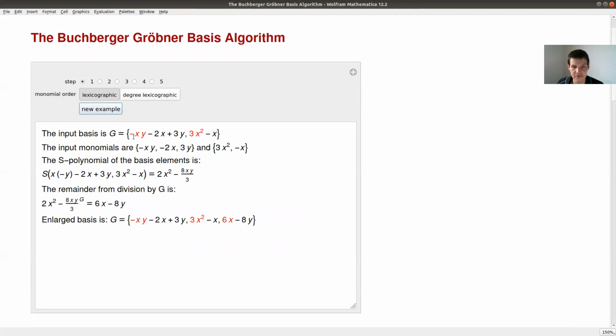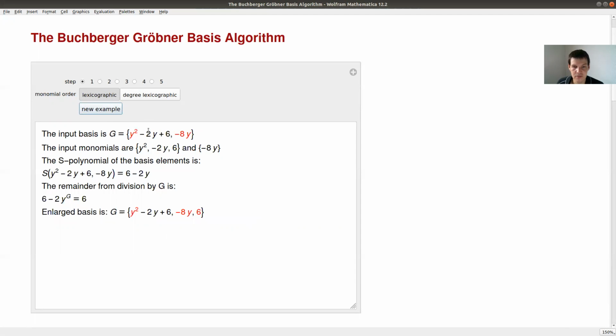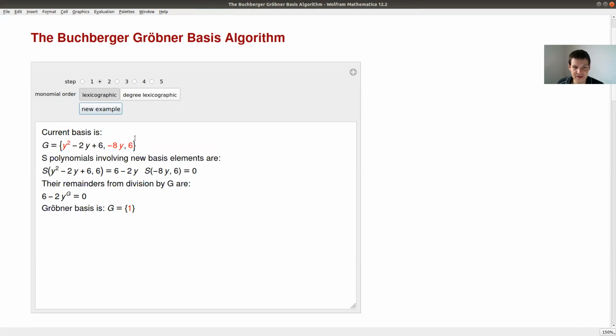Anyway, you can play around with this a little bit. Just press new example. Well, this one is also very nice, so let's do this one. You have those two polynomials. You do the S polynomials. You do the remainder. You get 6. You put 6 into your basis. You do the same again. You do two S polynomials. You get division 0, and that's it. You're done. And because 6 is in your basis, of course, the Gröbner basis itself is trivial.